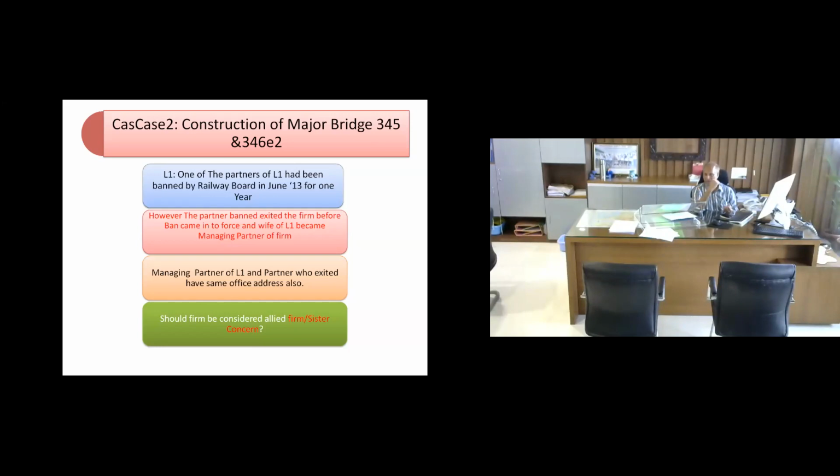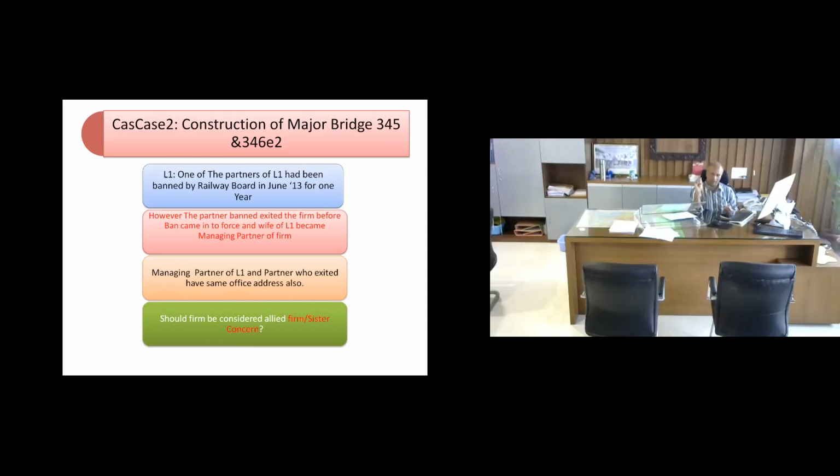However, the partner banned, what he did, he exited from this firm before the ban came into effect, and his wife became the managing partner of the firm. She was already there and she became the sole partner. Managing partner of L1 and the partner who exited have the same office address also. Now the question is whether this firm should be considered an allied firm or sister concern and treated as a banned firm or not. So that was the question which the committee and executive authority had to decide.